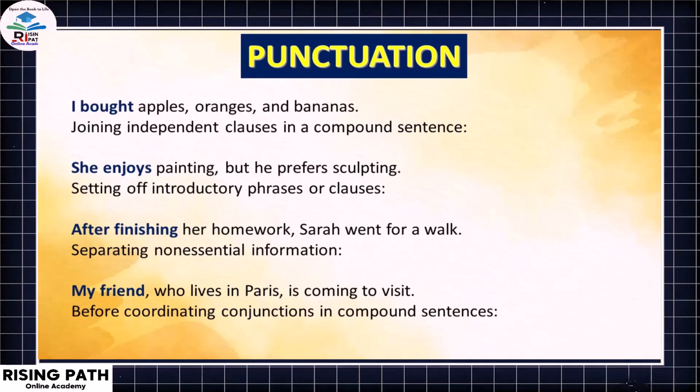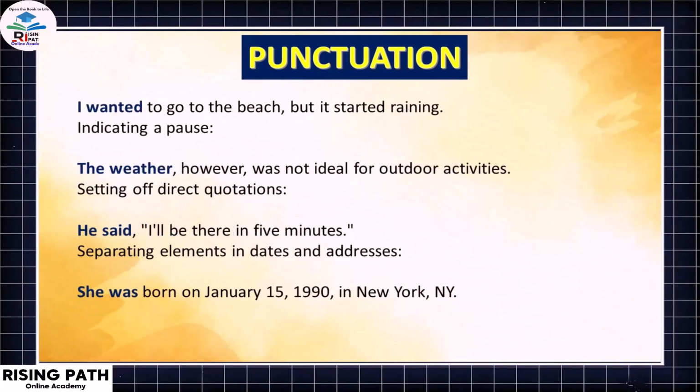Then on number 4, we have separating non-essential information. This is very important, and the students are mostly unaware of the use of comma, so note it very carefully. My friend, who lives in Paris, is coming to visit. Then we have on number 5, before coordinating conjunctions in compound sentences. I wanted to go to the beach, but it started raining. Number 6, indicating a pause. The weather, however, was not ideal for outdoor activities.